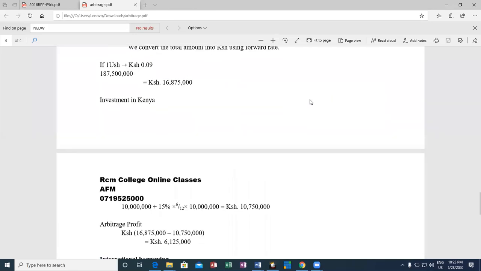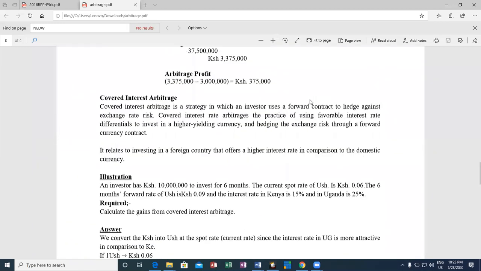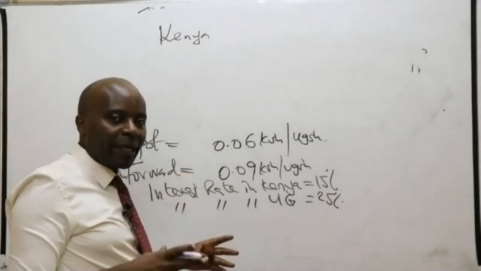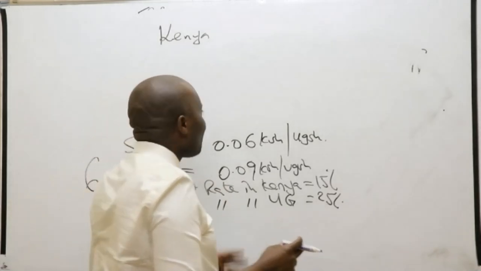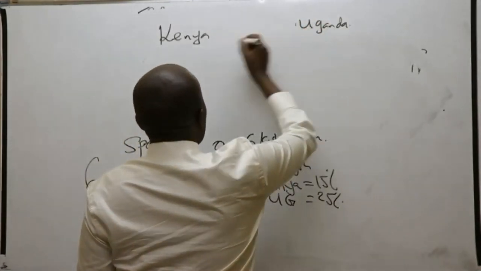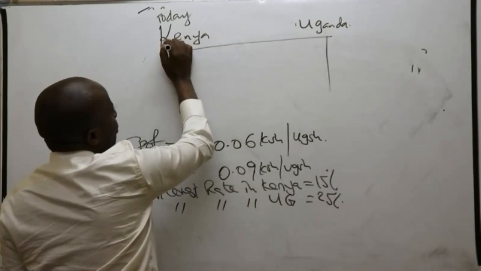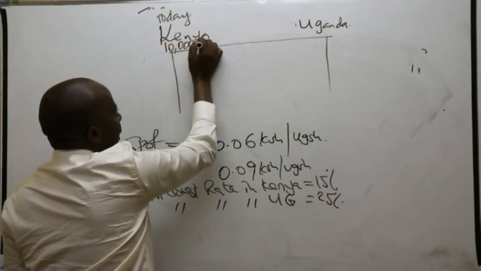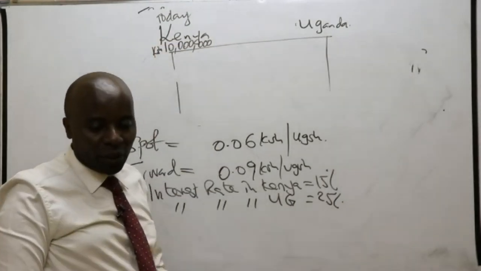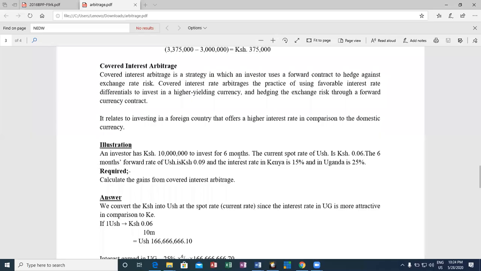So this is an examiner who is wishing me success, my great students. What I need to do is to recognize that I've got two countries here. Although this is not a money market question, I need to model it out in the money market model. So we have here Kenya, and then we have Uganda. So we have here today. Today, how much do we have in terms of Kenya shillings? This investor has 10 million Kenya shillings.